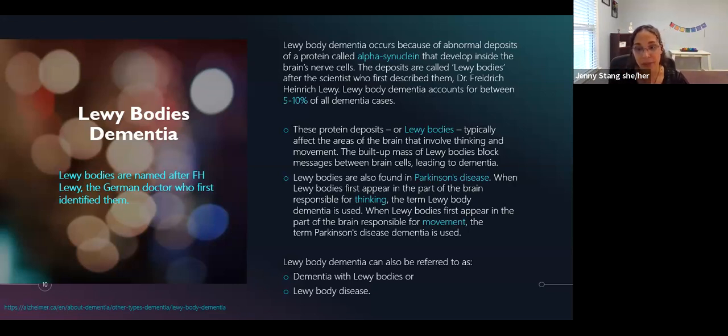So when Lewy bodies first appear in the part of the brain responsible for thinking, the term Lewy body dementia is used. But when they first appear in the part of the brain responsible for movement, the term Parkinson's disease dementia is used, okay? So Parkinson's and Lewy body dementia are both caused by abnormal deposits of the alpha-synuclein protein. It just depends on where they deposit. That's going to determine your diagnosis. So Lewy body dementia can also be referred to as dementia with Lewy bodies or Lewy body disease.